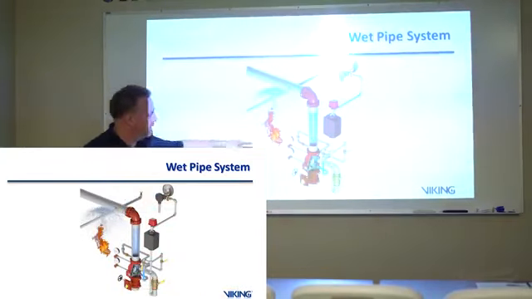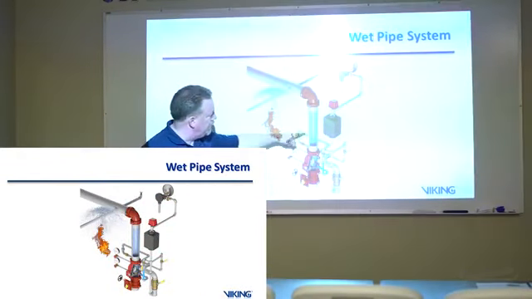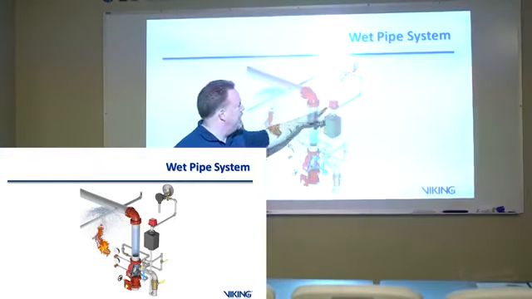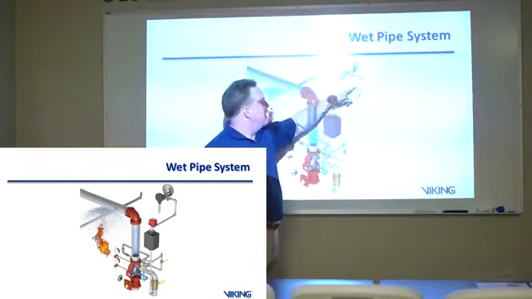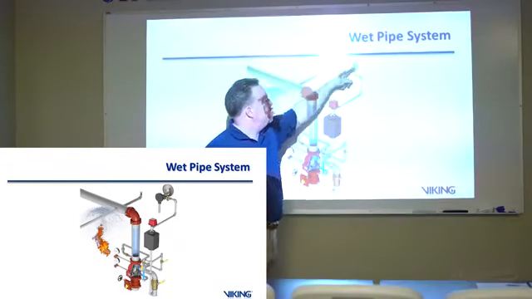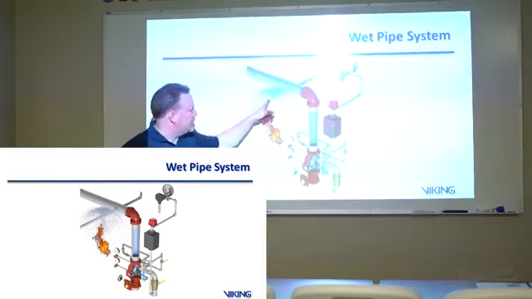This is what it looks like. Water's already in the system. In this case, it got diverted off into a retarding chamber and then out, and basically this was the one component we saw. Water flows by, spins it, and bangs the bell after the system has operated.